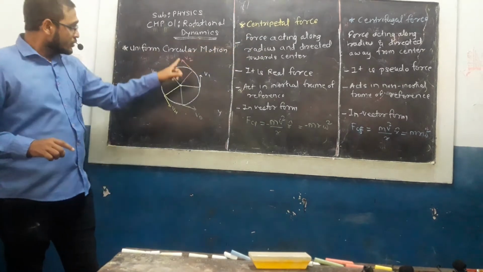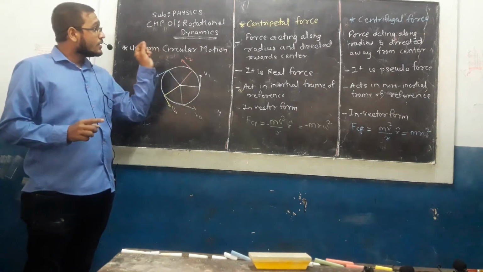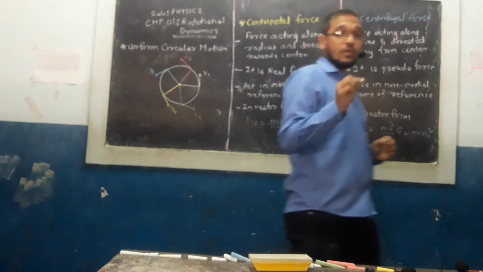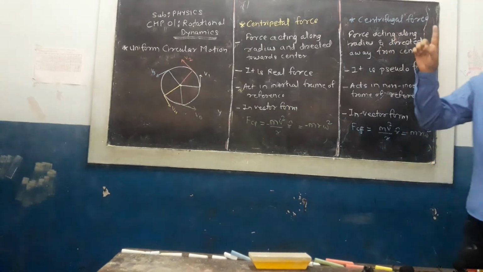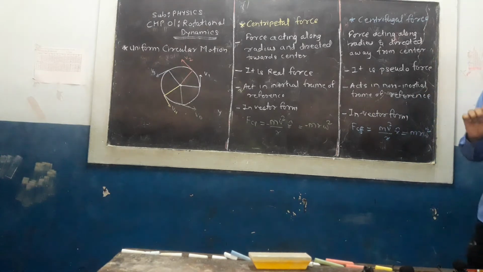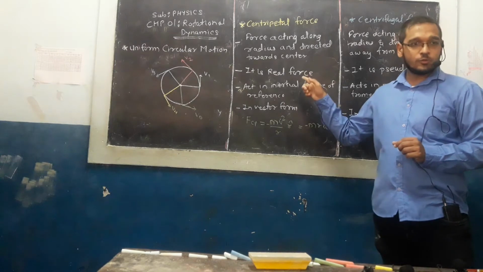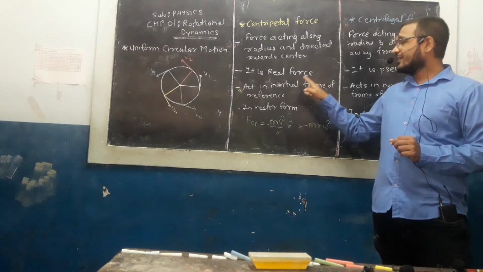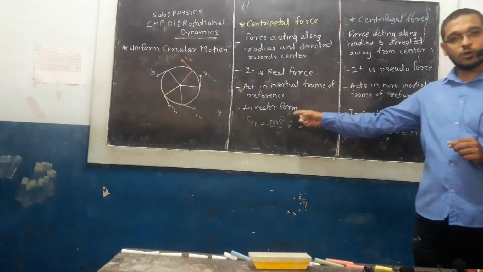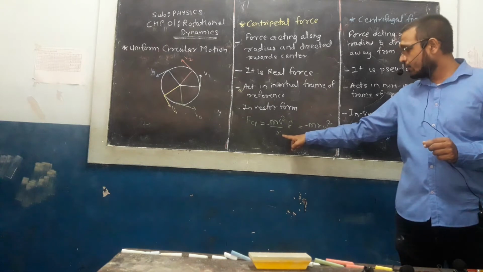So when a body is moving in circular motion, the centripetal force is necessary. It must be given to the body, and only then will the body perform circular motion. If centripetal force is not given, the body will not perform circular motion. It is a real force and it acts in an inertial frame of reference. In vector form, the formula is mv squared by r into r cap.